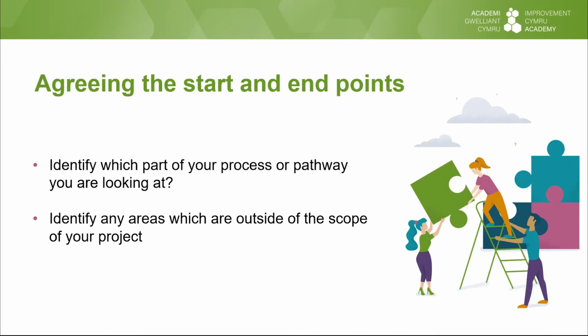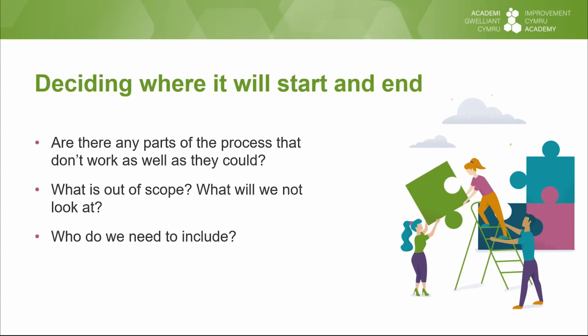So we have identified our shapes, and now we need to think about what part of the process we are mapping. It can be helpful to consider if there are any parts of the process that don't work as well as they could, as we may choose to focus here. It is also important to decide what is out of scope, what will we not look at, and who do we need to include in this exercise. Creating boundaries of what is included and not included helps us to stay focused and means we are not wasting valuable time.